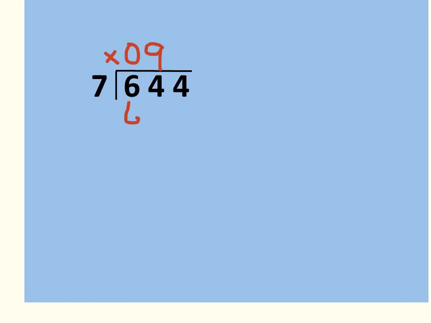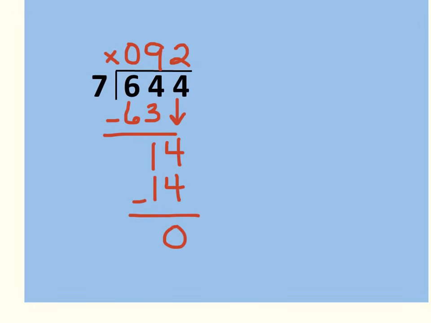7 times 9 is 63. I subtract, leaving me with 1. I bring down the 4. Now 7 times what number gets me close to 14? And that number is 2. 7 times 2 is 14. It goes in there evenly. I get a remainder of 0. So my answer to 644 divided by 7 is 92.